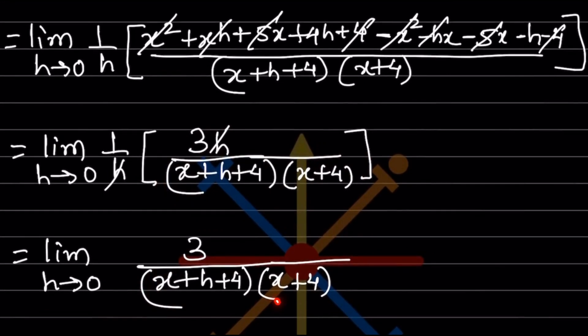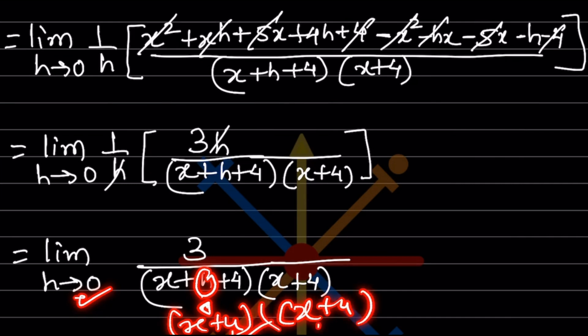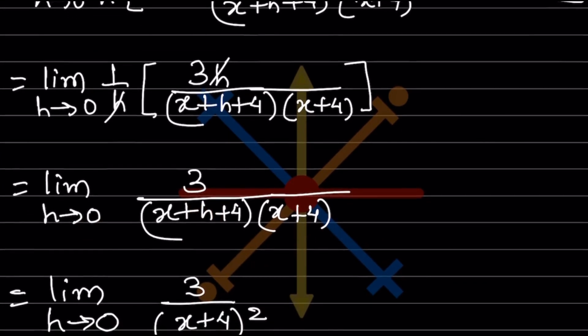So now what you can see here, h tends to 0 means this is plus, so there is no problem. Only what remains here is x plus 4, and this is already x plus 4, this one. So what you can write here, 2 times the same, so you will write x plus 4 whole bracket square. So now you don't have to write this limit, because we have already solved over here. So this is the answer. What is that? F dash x is.